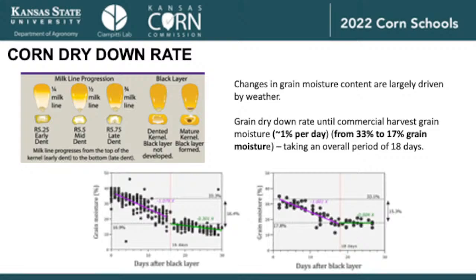It might take 30 days, all the way from maturity, when you see the black layer, all the way to harvest. Because at that point, the plant doesn't do anything else. The plant is done, and you depend on the weather conditions, mainly temperature and precipitation. If you have good temperature, and if you don't have too much precipitation, that corn will go really fast and be ready to mature.